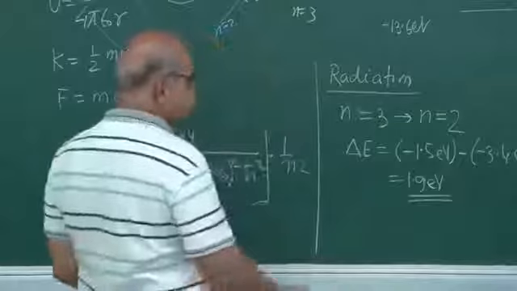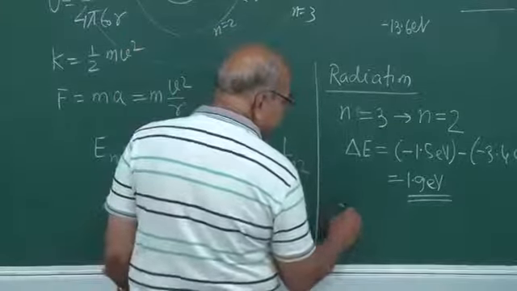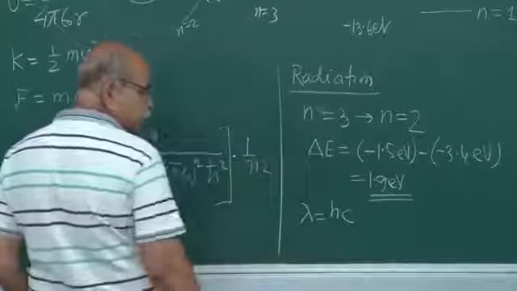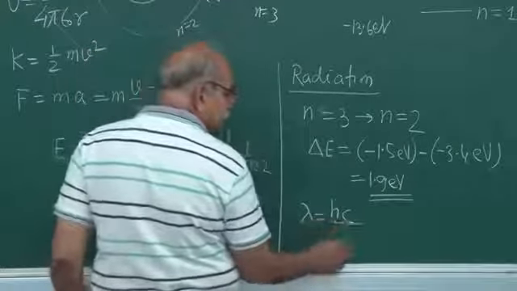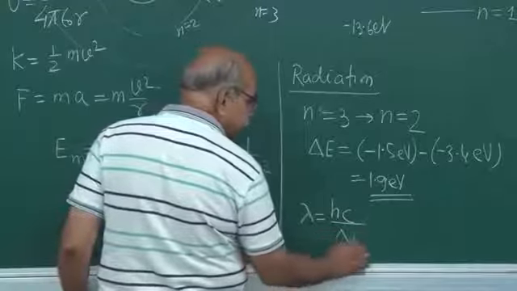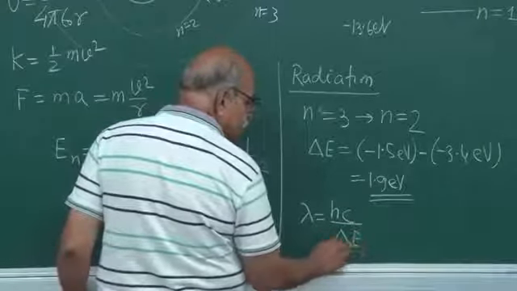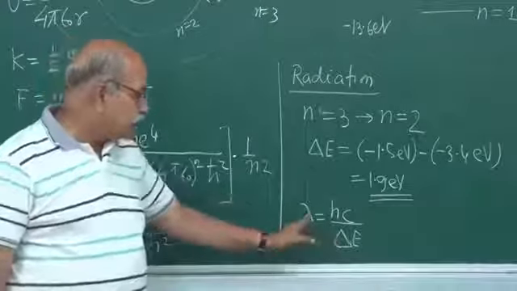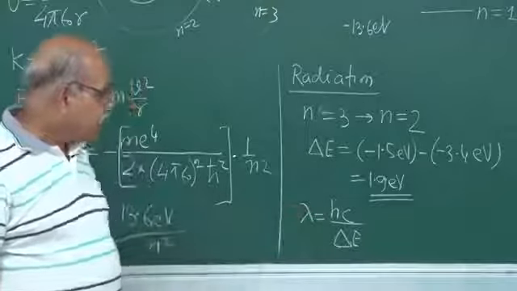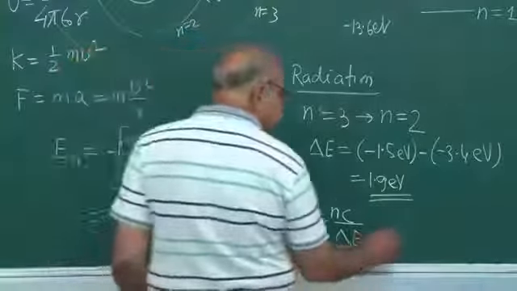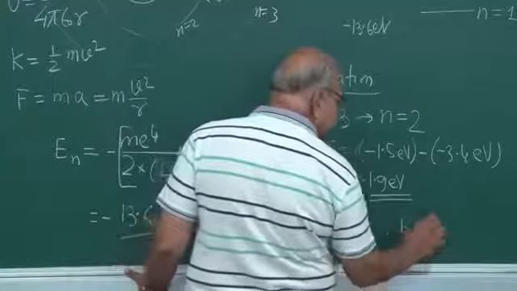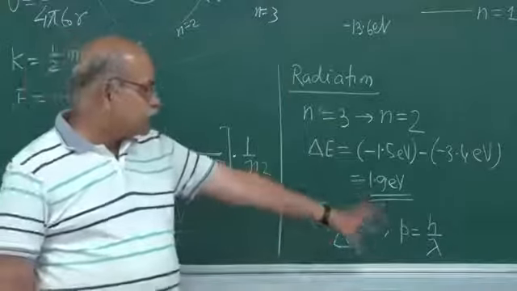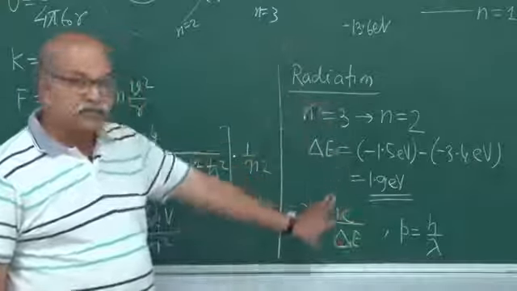And the relations are, the wavelength will be given as Planck's constant times speed of light in free space or vacuum divided by the energy. So this is the relation between energy and wavelength, and then for momentum, P equal to h by lambda, or lambda is h by p. So these are the relations.